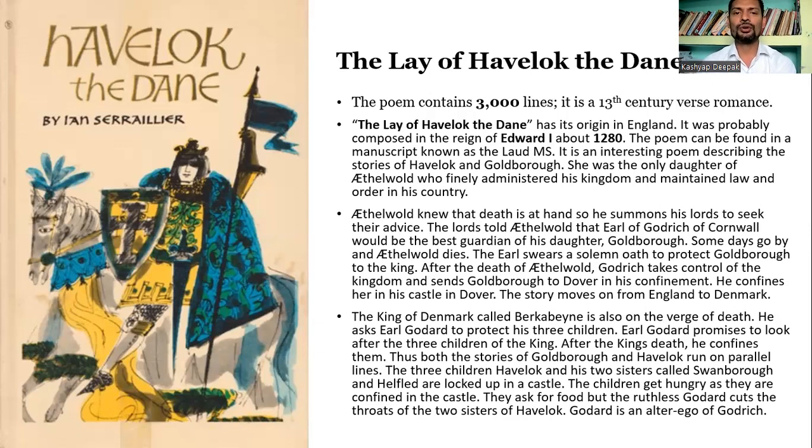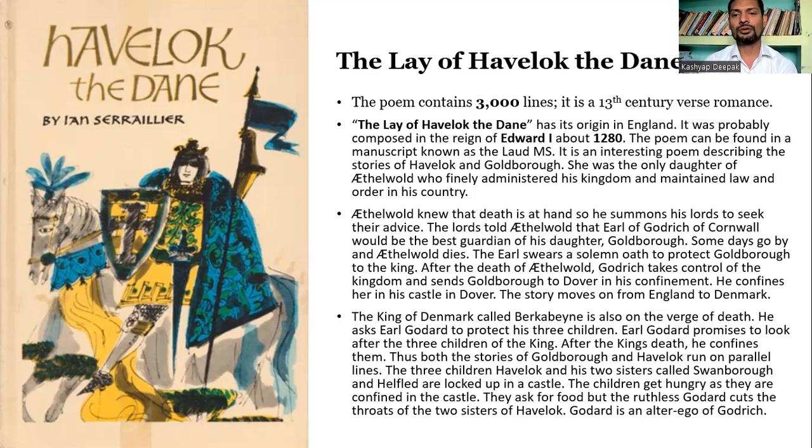She was the only daughter of Ethelwulf, who administered his kingdom well and maintained law and order in his country. Ethelwulf knew that death was at hand, so he summoned his lords to seek their advice. The lords told Ethelwulf that Earl Godrich of Cornwall would be the best guardian for his daughter, Goldborough. Some days go by and Ethelwulf dies. The Earl swears a solemn oath to the king to protect Goldborough.